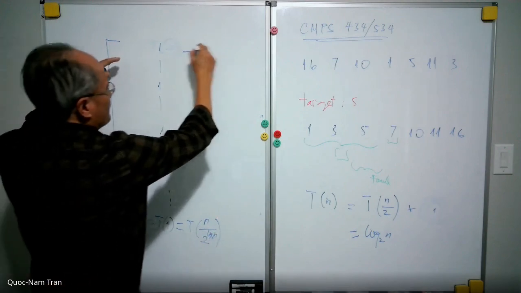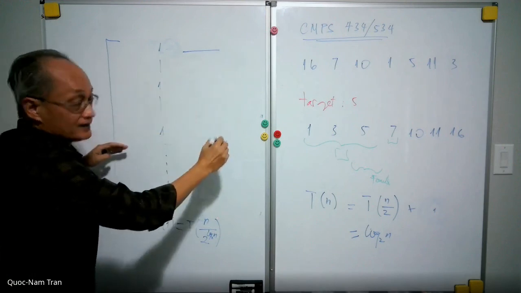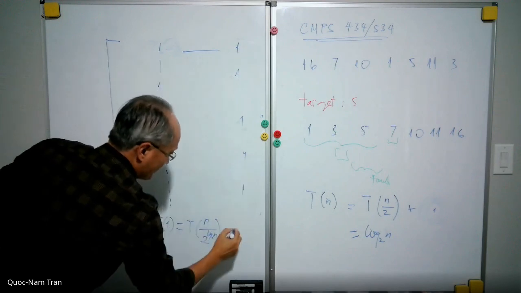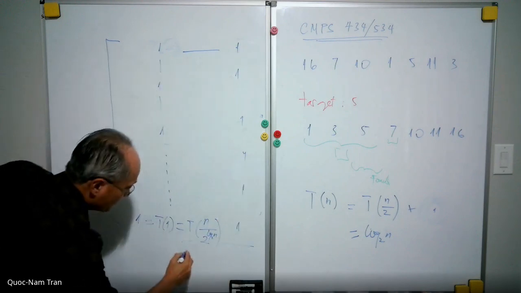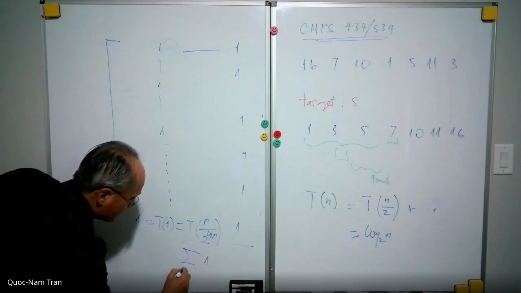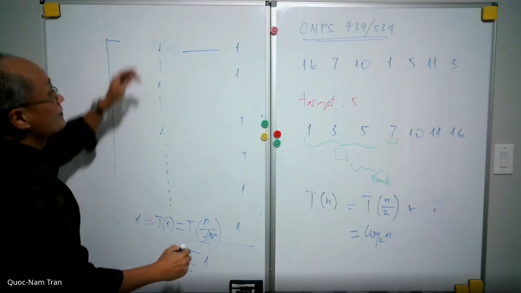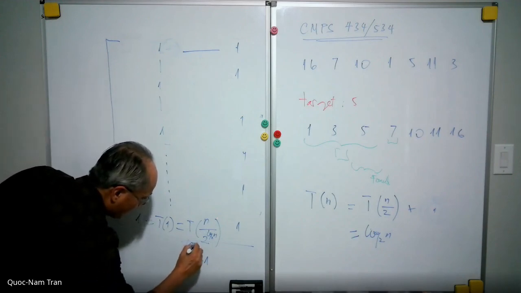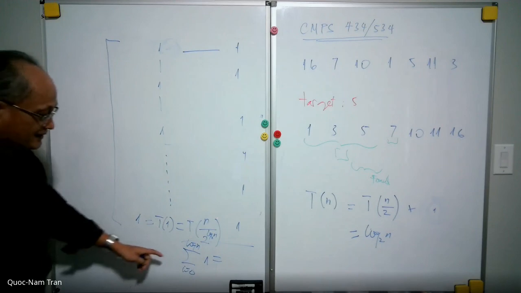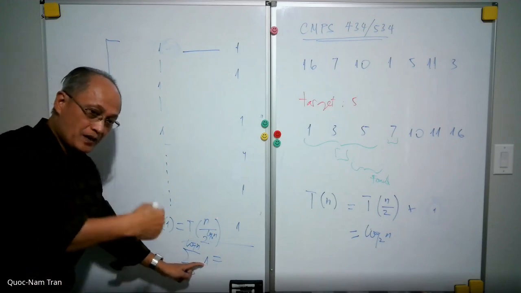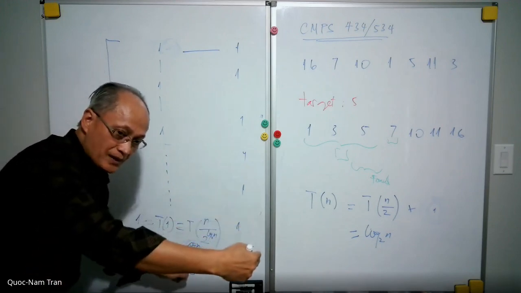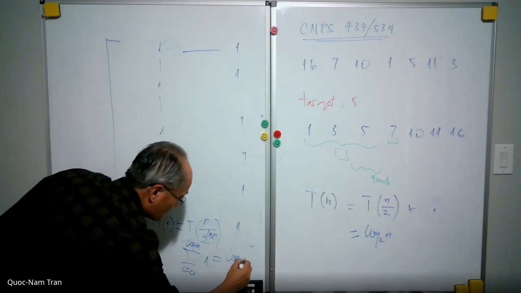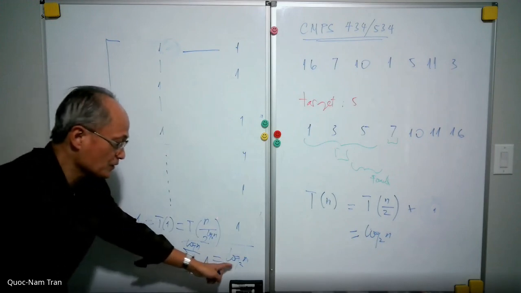So we add them every level. It's always 1, right? So what is the sum? Sum of 1 for i from 0 to log n. What is it? You add 1 log n plus 1 times, right? So that is log 2 of n. More precisely, log 2 of n plus 1.